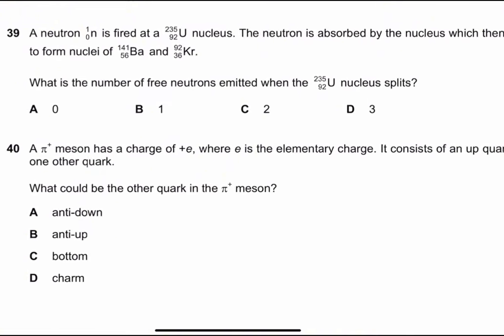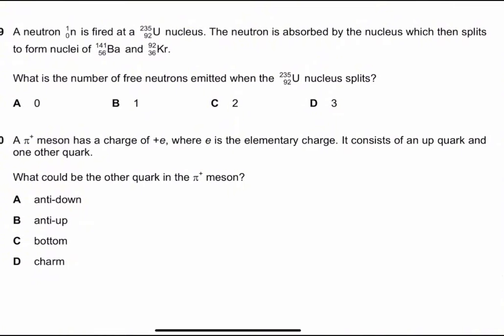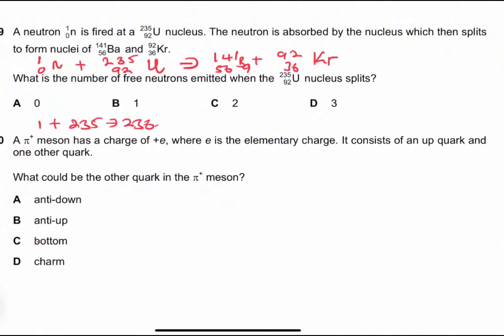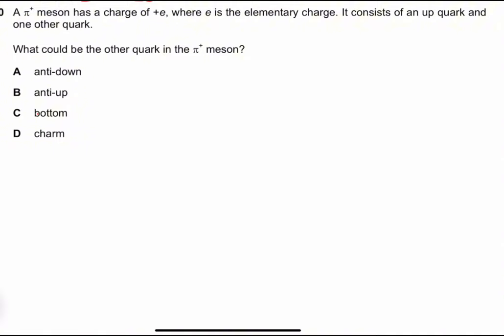I'll move on to question 39. We're given a neutron that is fired at a uranium-235 (92) nucleus. It is absorbed, forming 141-56 Ba and 92-36 Kr. But we know that nucleon number has to be conserved. On the left, we have 1 plus 235, which gives 236. But on the right, 141 plus 92 gives a total of 233, meaning three neutrons are missing to have the same nucleon number. So it's actually plus 3 of 1-0 n. We need three neutrons so that this becomes equal. So the answer is 3.